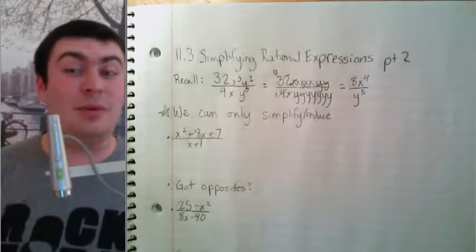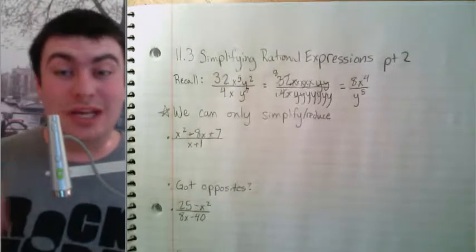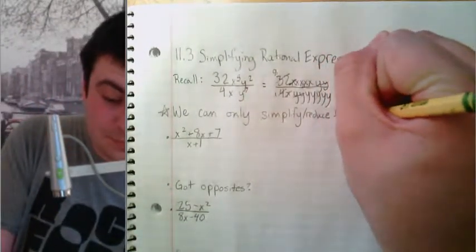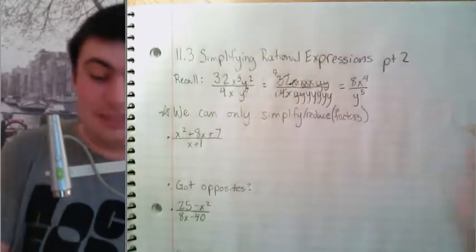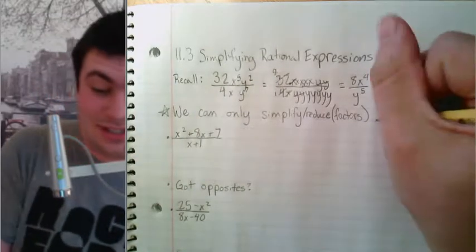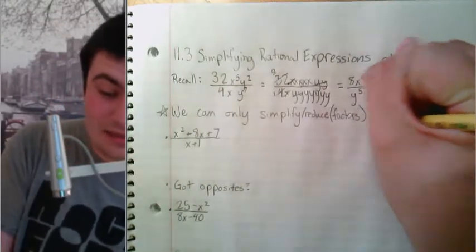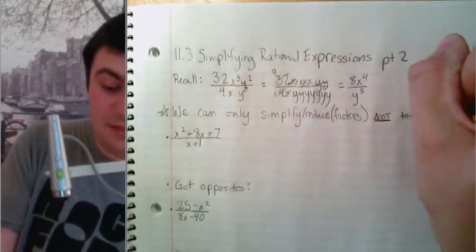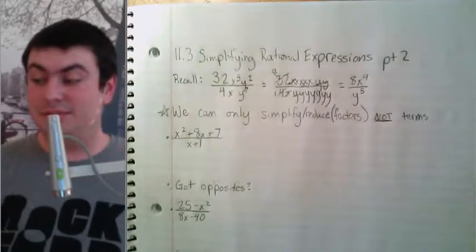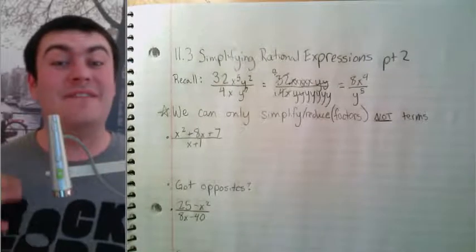Now, we need to remember when we simplify rational expressions, we can only simplify or reduce factors, which I'm even going to put in parentheses because that's often how we'll see it. We can only simplify factors, not individual terms. We cannot simplify individual terms. We can only simplify factors.